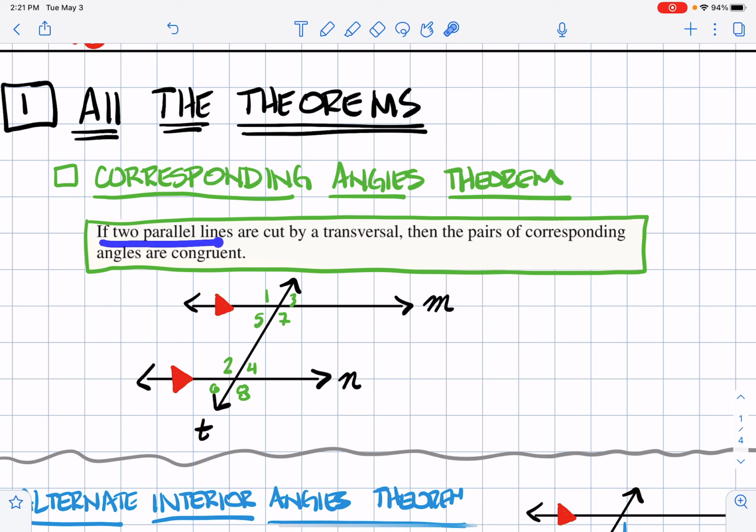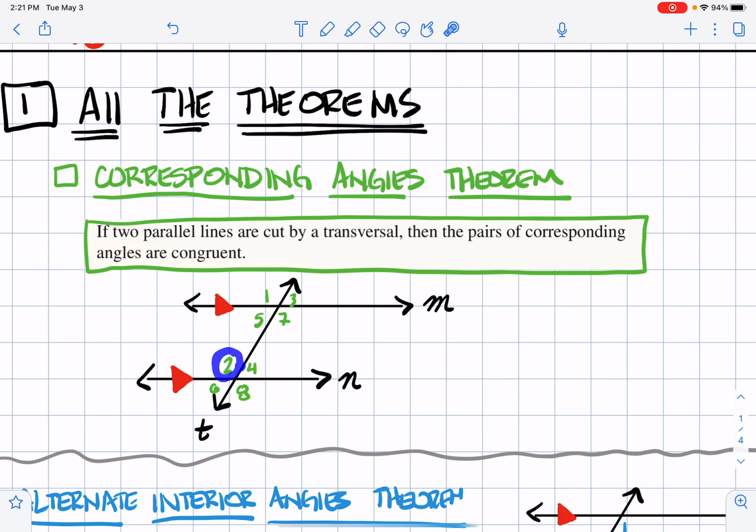So if 2 parallel lines are cut by a transversal, then pairs of corresponding angles are congruent. So what does that mean? That means that if angle 1 is in the top left of my line M, angle 2 is in the top left of my line N. So therefore, I know, because of the corresponding angles theorem, that angle 1 is congruent to angle 2.